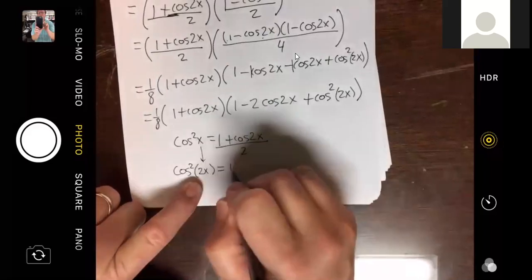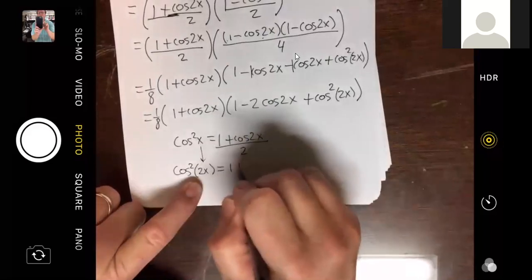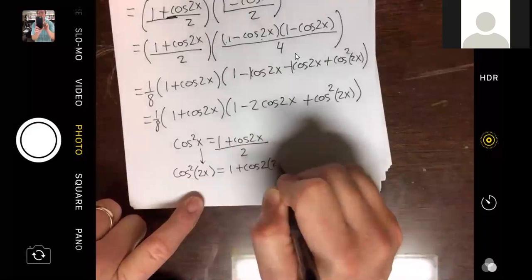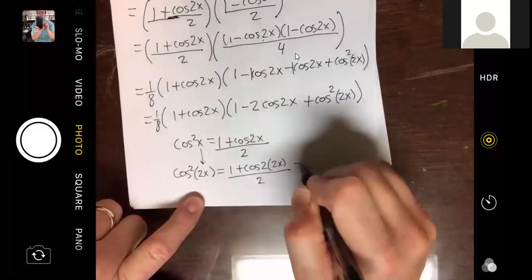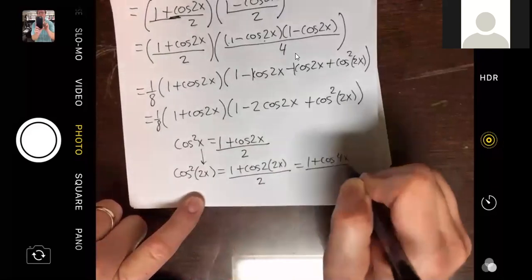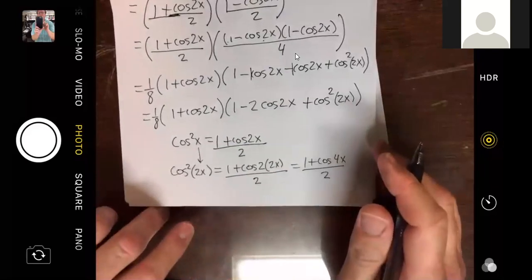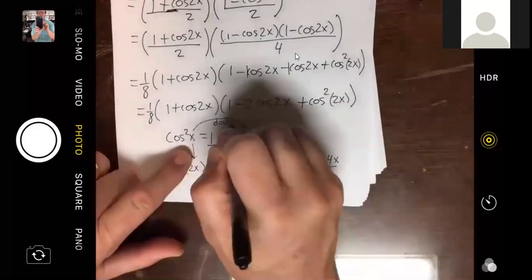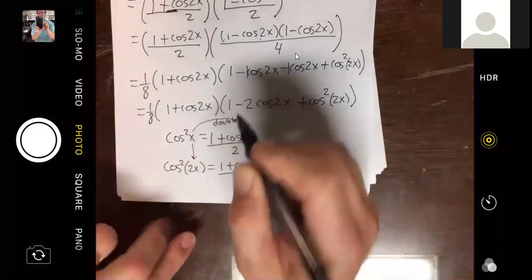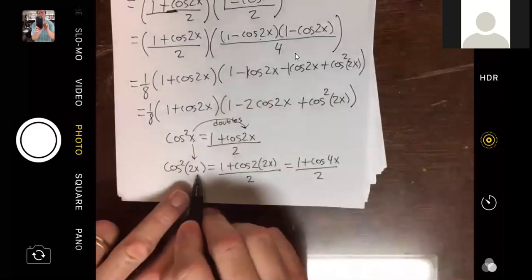So you're going to get a 1 plus cosine of 2 times a 2x. Well, that means 1 plus cosine of 4x divided by 2. The point being, your angle doubles. In the basic formula, they show you going from x to 2x, it doubles. So if you go from 2x here, you're winding up with an angle of 4x, it doubles.